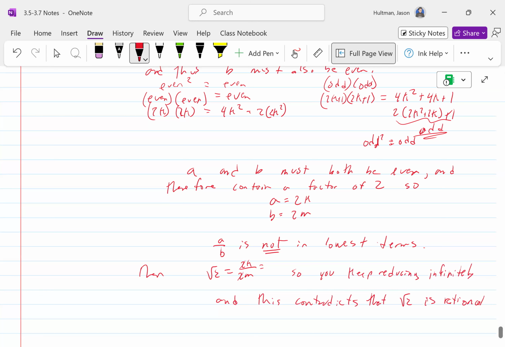It's only rational if you can get one even value over an even value. But once you cancel those 2's out, you can get 2 more and 2 more and just go on forever. So the only way that this thing is rational is if it's forever an even number over an even number, which can't be true, right?